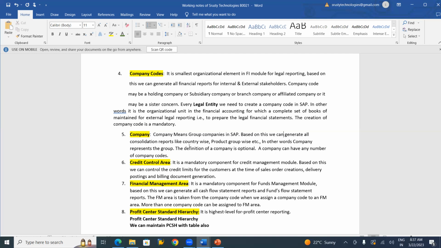And there is no limit. A company can have any number of company codes. If more than one, then we will define a company. If we are having only one company code, then it's not required. If you wish, you can define it, but it's not required. That is about your company. Definition of a company in SAP is optional. Definition of a company code is mandatory. All the set of books of accounting will be maintained at company code level, not at company level.